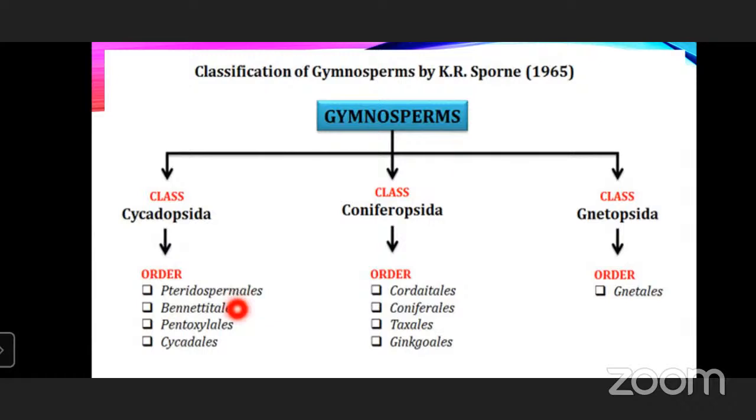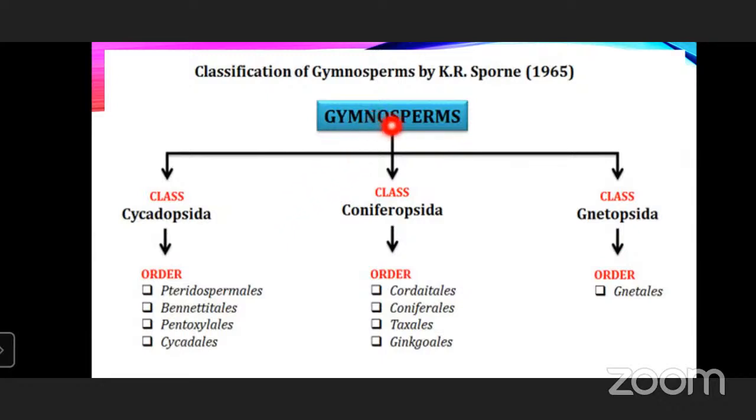So once you remember the hierarchical order of the plant kingdom, children. First hierarchical order is kingdom. Kingdom is followed by division. Division is followed by class. Class is followed by order. Order is followed by family. Family is followed by genus. Genus is followed by species. So species is the lowest taxonomic rank in the hierarchical order, and kingdom is the highest taxon in the hierarchical order.